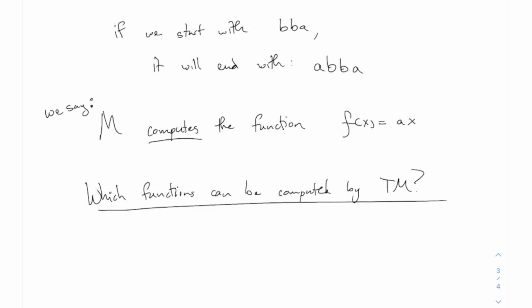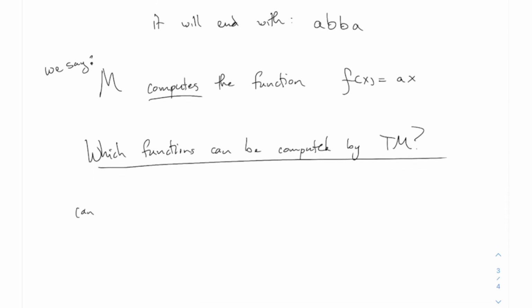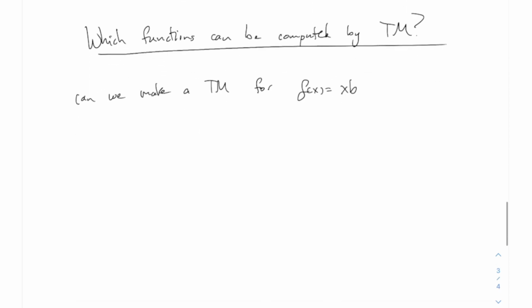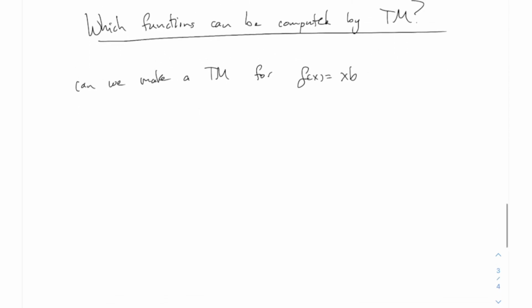Here's another example. How about, can we make a Turing machine for this function, f of x equals xb? That means whatever the input string is, it puts a b on the end of it. Can you do that with a Turing machine? I think you can. You want to think about what would your strategy be for that, to put a B on the end of the string.